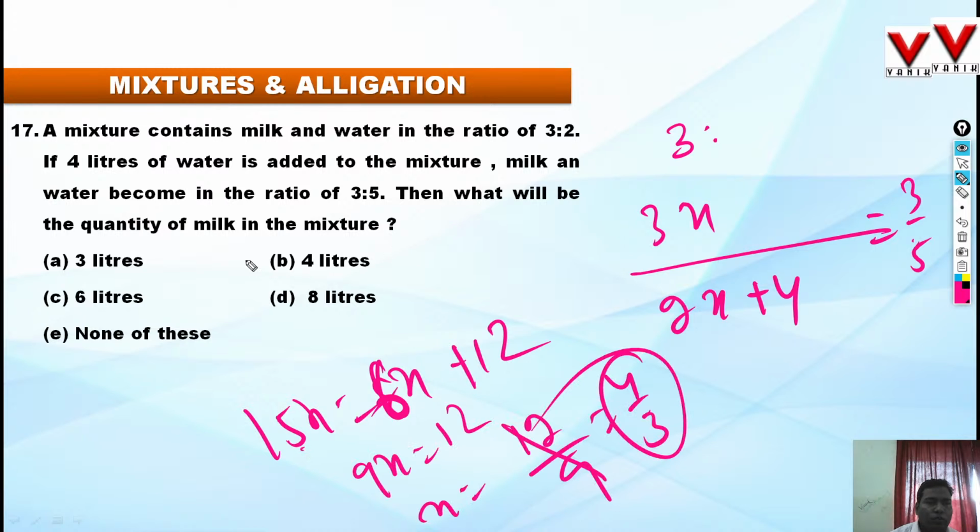Then what will be the quantity of milk in the mixture?